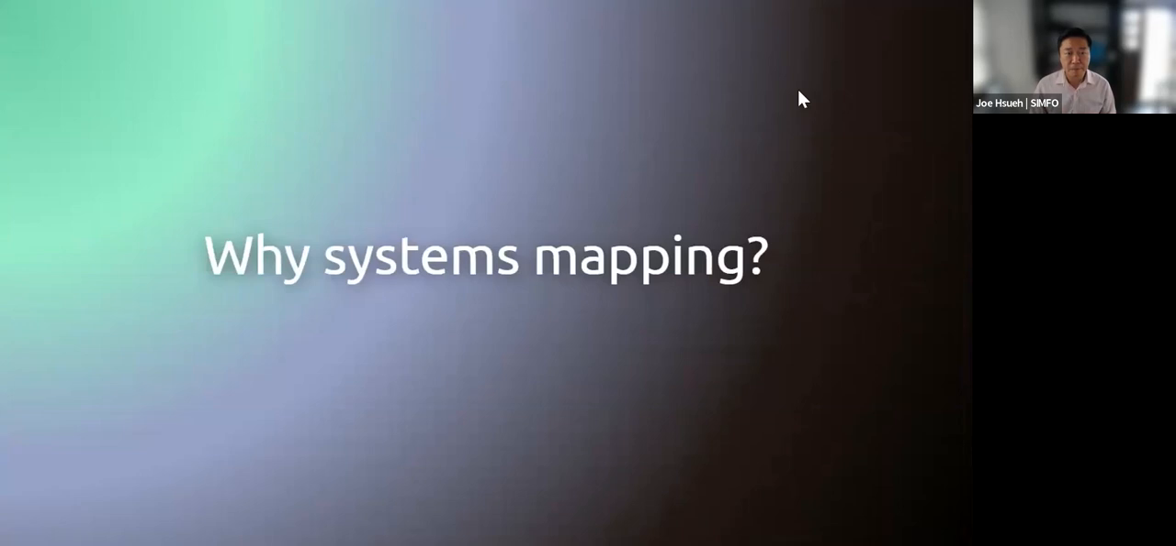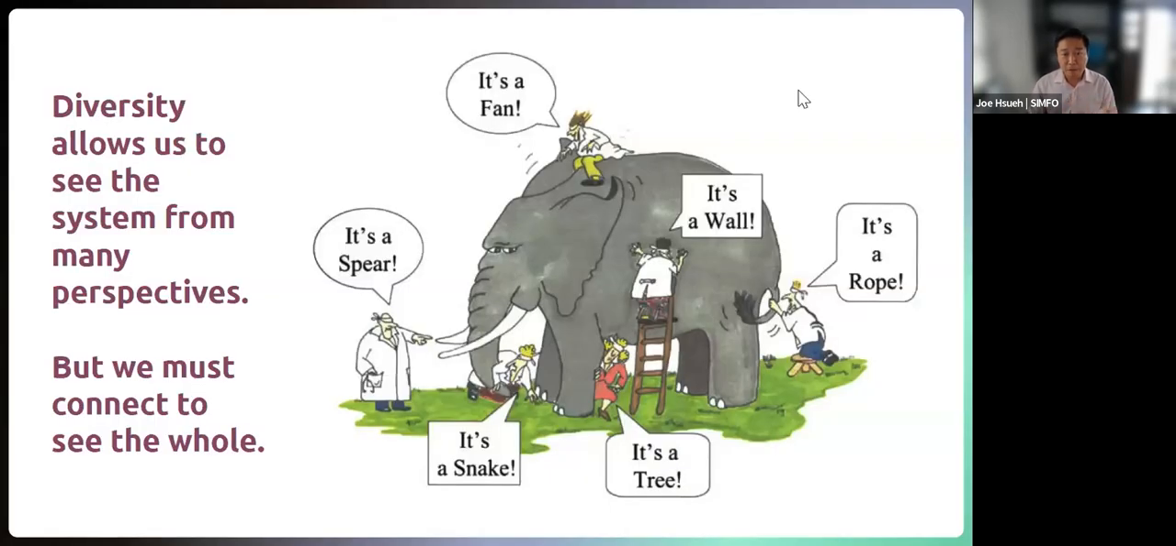Why system mapping? This, in a way, says it all. We are dealing with complex challenges, climate change, poverty, and these complex challenges are like this big elephant, right? No one sees the whole system, but we each own a piece of the puzzle. So diversity allows us to see the system from many perspectives. If we only act from our silo perspective, we will have unintended consequences and create the very structure that we are stuck in right now. We must connect to see the whole. This is where mapping can help us bring the elephant out explicitly, so we can dialogue on it and find solutions.